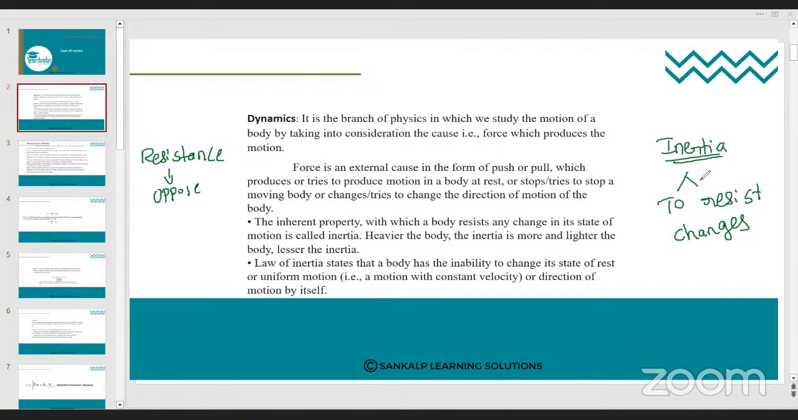with which a body resists any change in its state of motion. It is called as what? Inertia. So the body will oppose the change in it. That property of the body is called as what? Inertia. For example, if the body is at rest, so the body wants to continue the rest position only. If the body is under motion, it will continue the motion only. So to overcome this, what we need to apply here? The external force must be acting on the body.